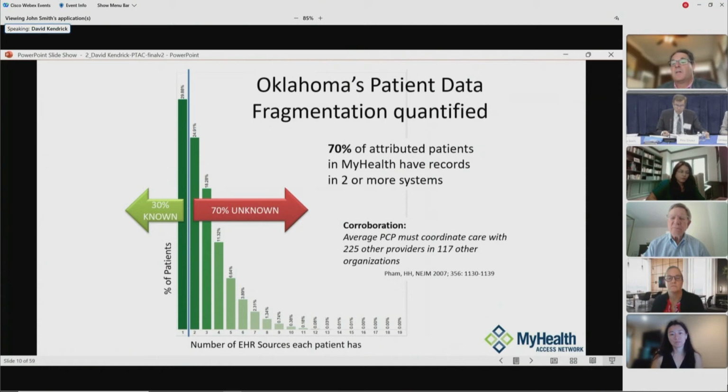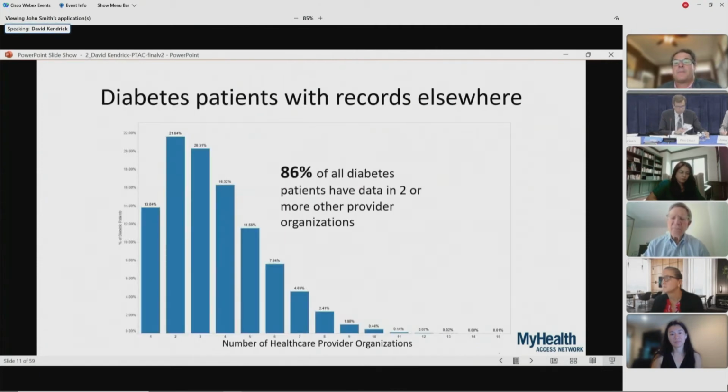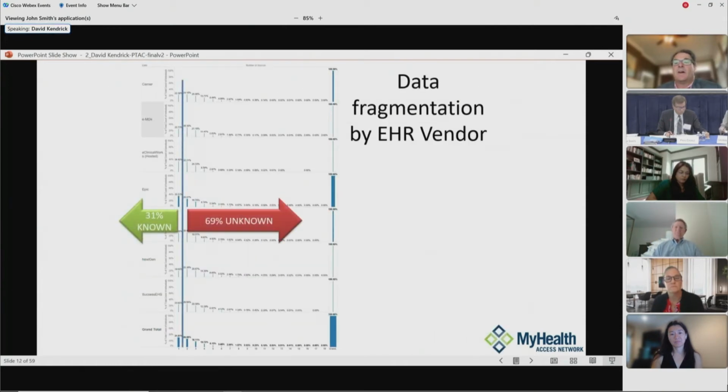And this is corroborated by data from MyFam that showed that the average PCP has to coordinate care with 225 other providers in 117 other organizations, which makes this infrastructure critical. Next slide. And you add one chronic disease, that number goes up. Two chronic diseases is virtually 100% fragmentation. Next slide, please. Even when we take large EHR vendors, including Epic and Cerner, that fragmentation is about the same 70-30 split, and it only grows.